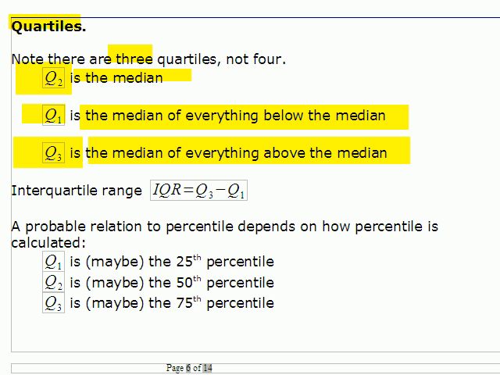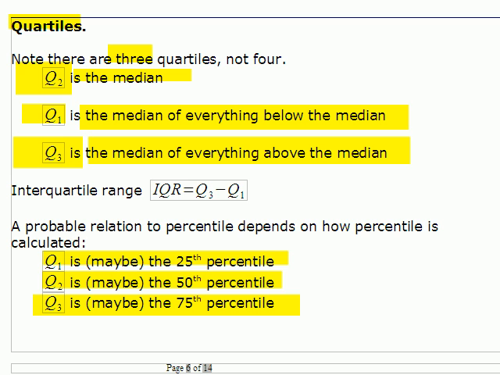Depending on how percentile is computed, they can, in general, be looked at like this. Q2, the middle one, is probably at the 50th percentile. Q1 is probably at the 25th. Q3 is probably at the 75th. But I'm going to leave that alone because I'm not saying a lot about percentiles, since I don't want to get into all the different ways that they are computed. Okay.